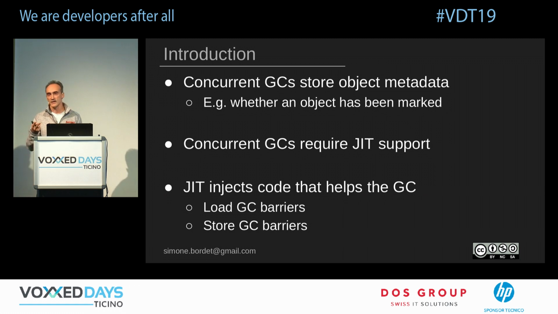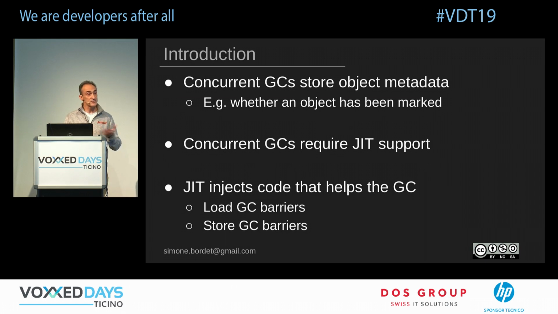So there are two kinds of code that the JIT injects to help the garbage collector. One is done when you load information, and so that's typically called a load GC barrier. The term barrier simply means a little bit of code that gets executed by the runtime. And then, of course, there is the correspondent of that on the writes, and so that's called the store GC barrier.